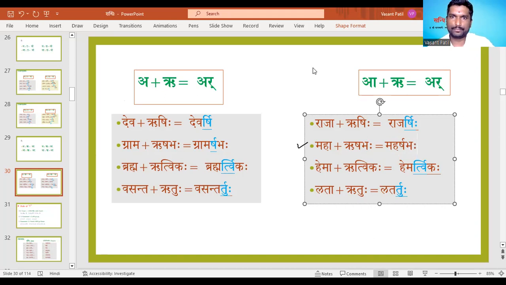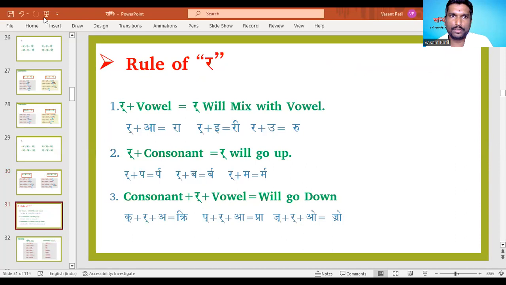Next, Hema plus Rutvikaha, Hemartvikaha. Lata plus Rutuhu, Latartuhu. How to put this ra? Now let us come to the rule, called the rule of ra. Very, very easy.